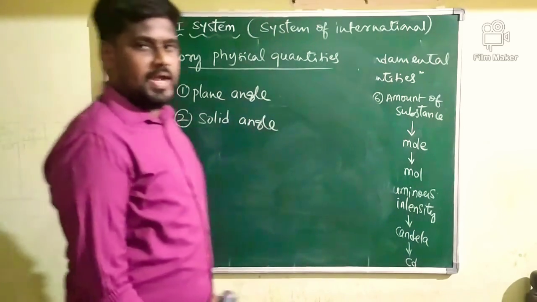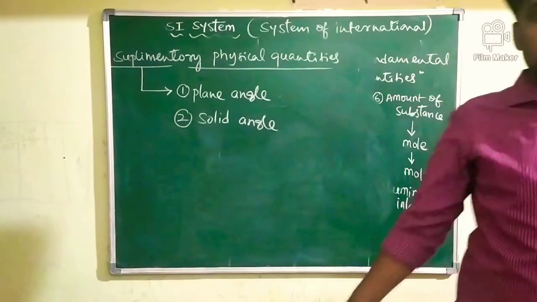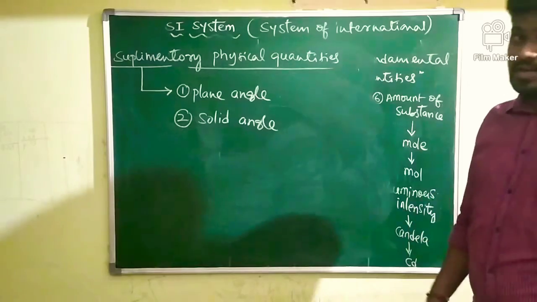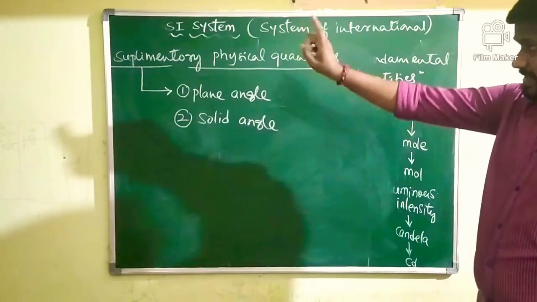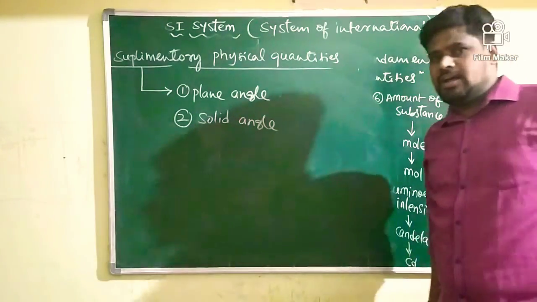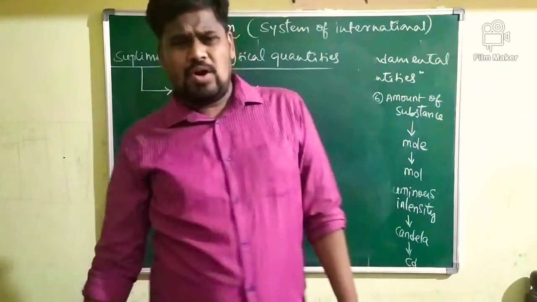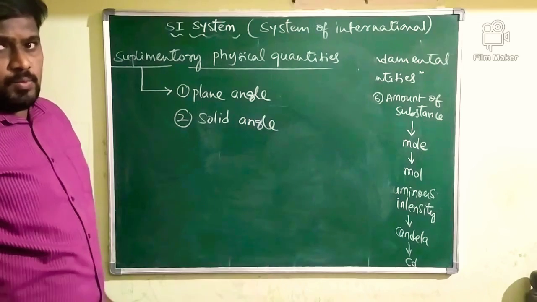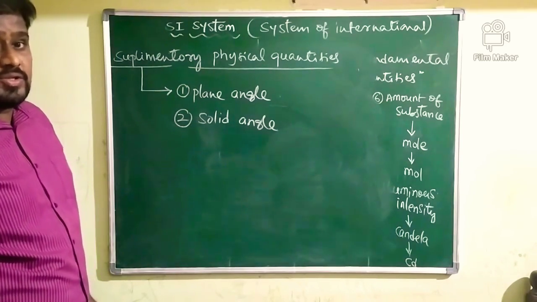Solid angle and plane angle are called which physical quantities? They are called supplementary physical quantities. Concentrate. Plane angle is a supplementary physical quantity. Solid angle is a supplementary physical quantity. What is the difference between plane angle and solid angle?